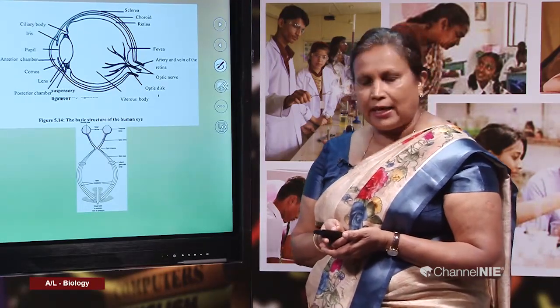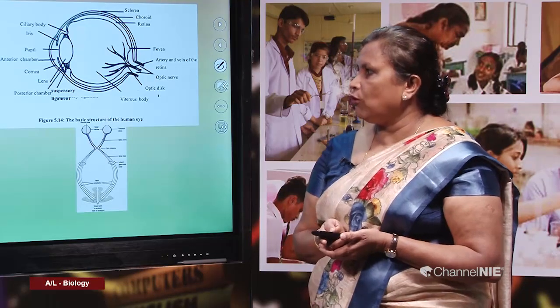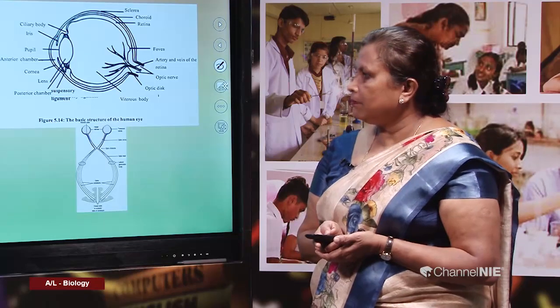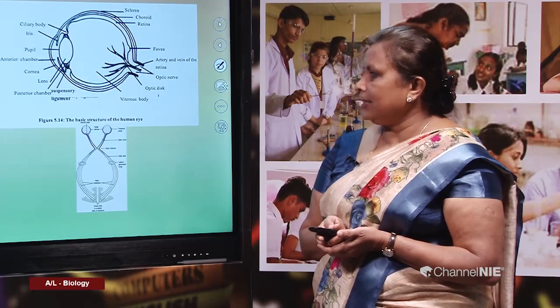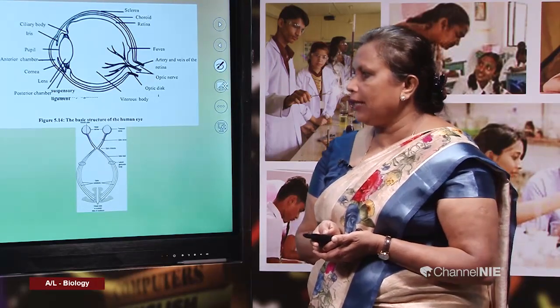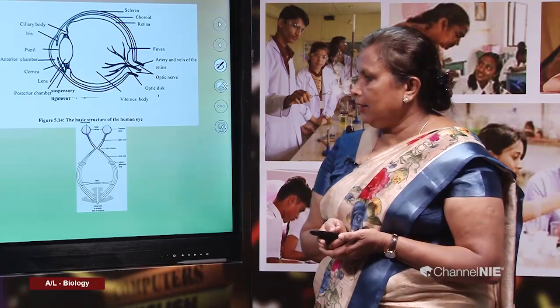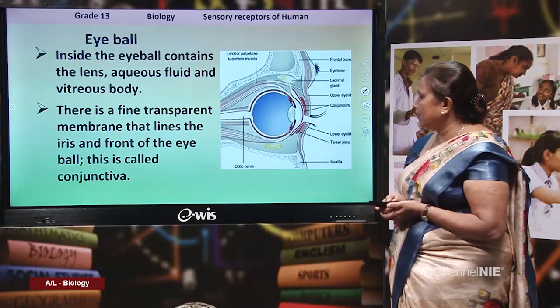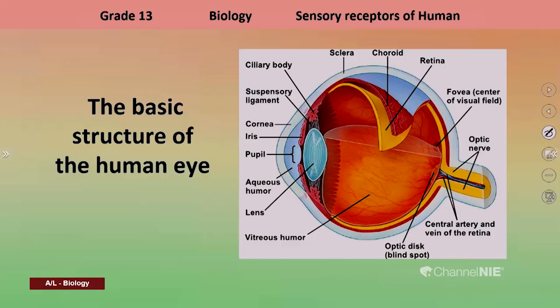areas of the eye. As you see, the outer fibrous layer consists of the sclera and cornea. The middle vascular layer contains the choroid, ciliary body, and the iris. The inner nervous layer is the retina. We explained all these in detail in the earlier lesson. So I explained the basic structure of the human eye.